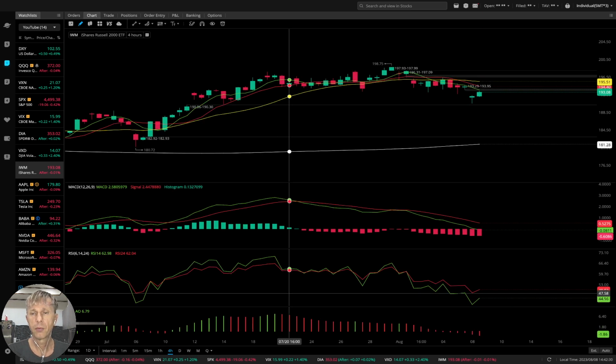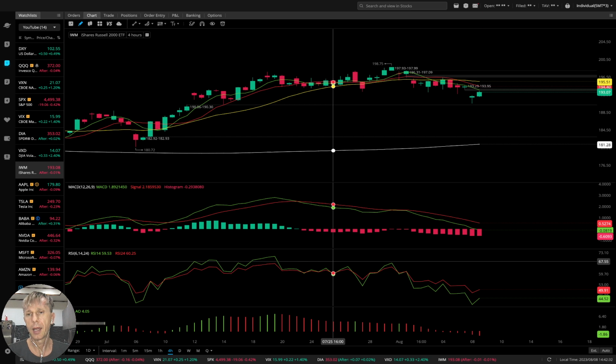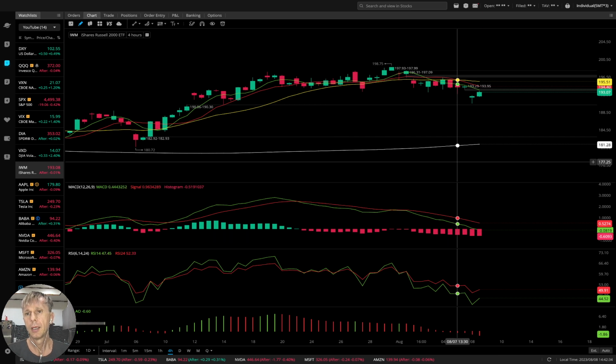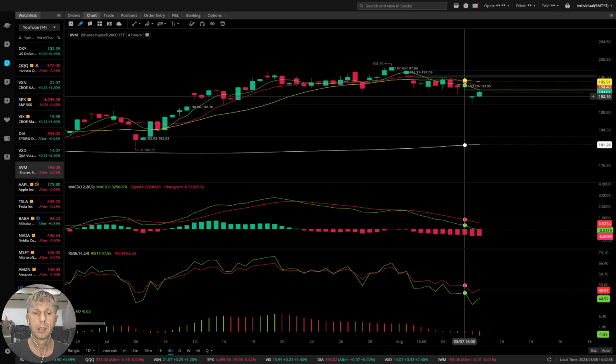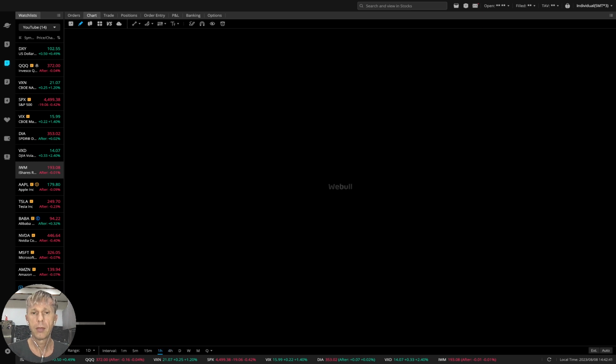4 hours time frame for Russell 2000, IWM. MA5 and 10 bearish crossover, bearish reversal signal. And 1 hour time frame.